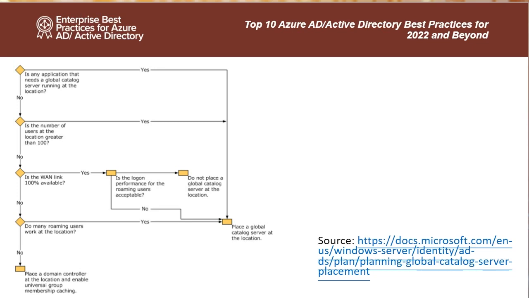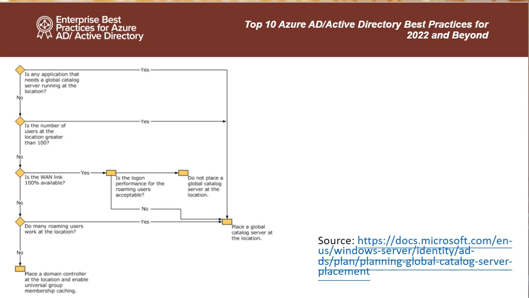So at the very top of the chart we have: is any application that needs a global catalog server running at the location? Yes or no. If it's yes, then you want to go ahead and put a global catalog server at that location. If no, then we drop down to the next question. Is the number of users at the location greater than 100? If so, then yes, you're going to need a global catalog server at that location. If not, then we drop down to the next question.